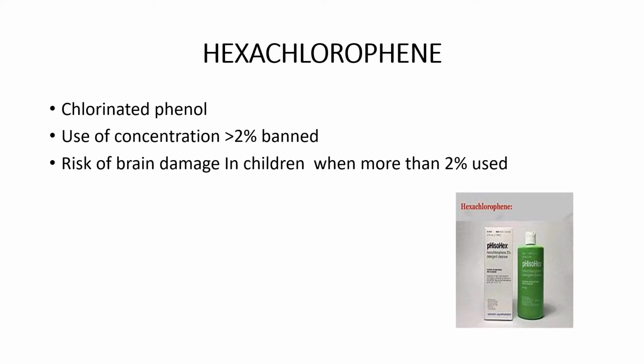The next one is hexachlorophene. It is a chlorinated phenol. A concentration of more than 2% of hexachlorophene is banned because it causes brain damage to children. There were more incidents of encephalopathy in children when hexachlorophene was used previously in bathing solutions. When children were given a bath, hexachlorophene was used in the bathing water in order to prevent the incidence of staphylococcal skin infections.